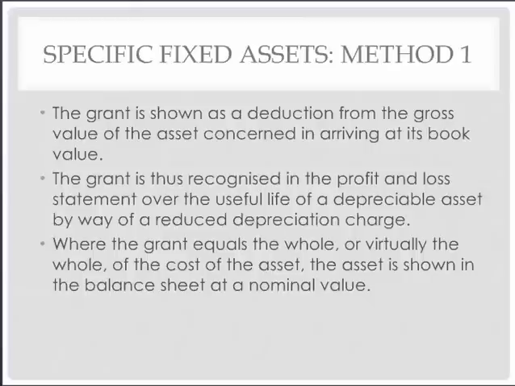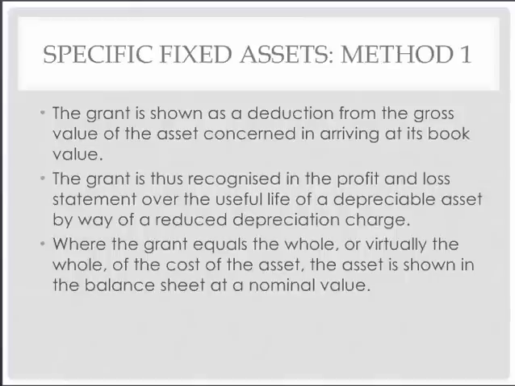That means you have received the asset for free. Say the asset cost 10 lakh rupees and you have received the entire 10 lakh rupees as grant from the government. The asset is shown in the balance sheet at a nominal value, which is say 1 rupee.